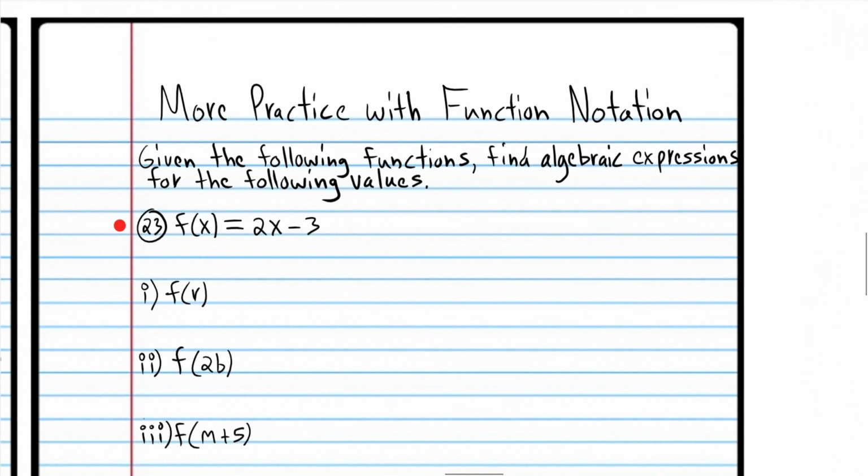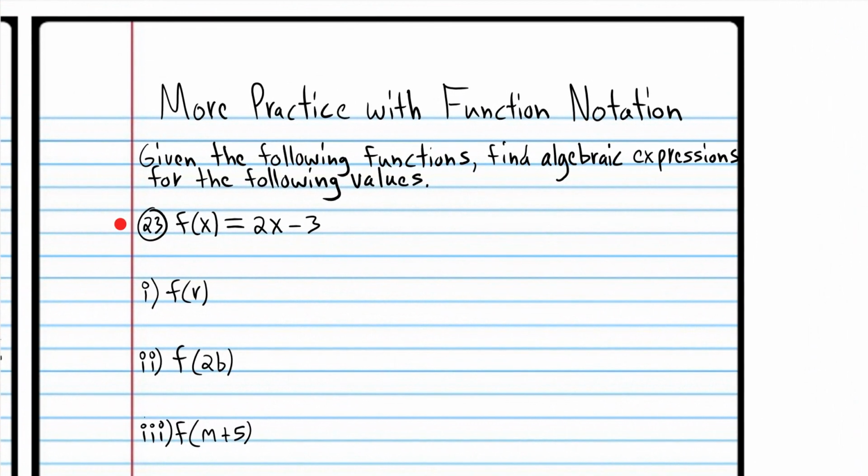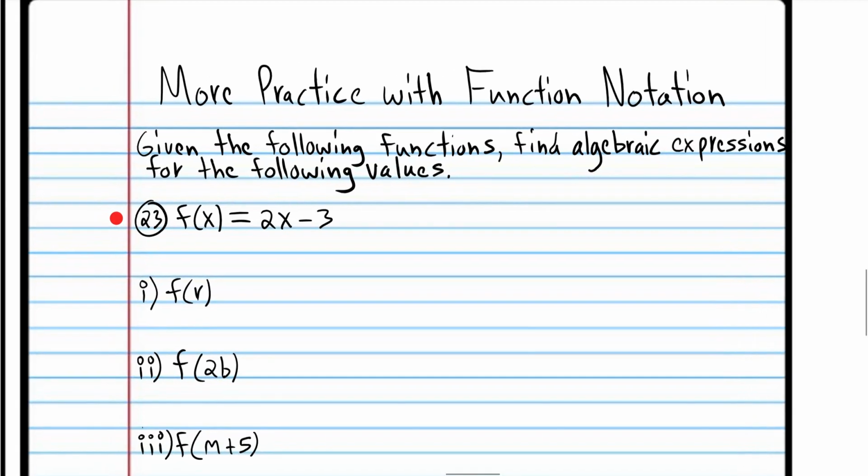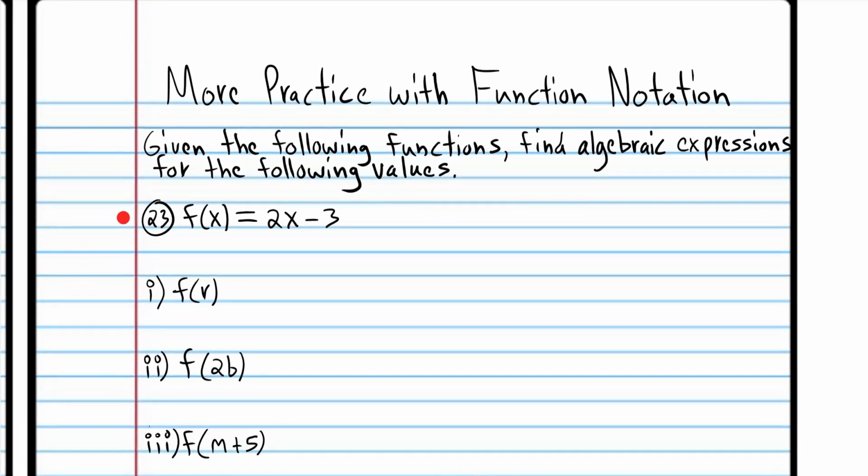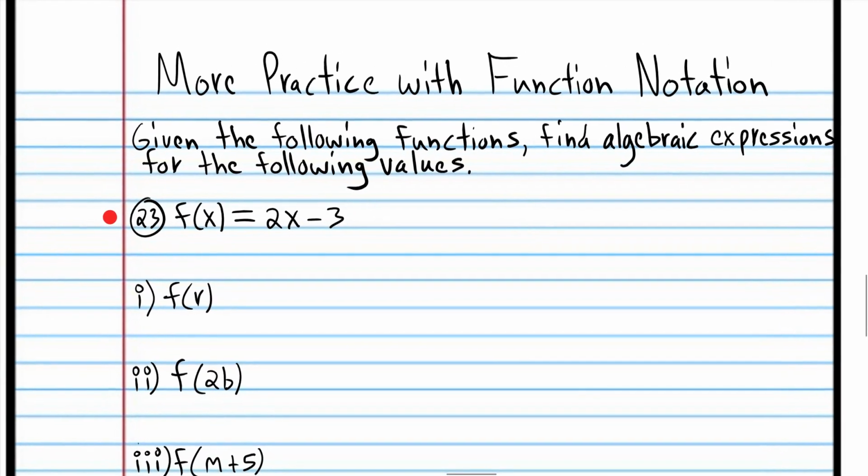So now we're going to do some more practice with function notation, because what we're about to do really requires a fluency in the function notation. So remember, in previous classes we defined a function and then we asked to find expressions relating to that function. So here we are asked to find f of r. Well, that would just be 2r minus 3. So we did that in previous classes.